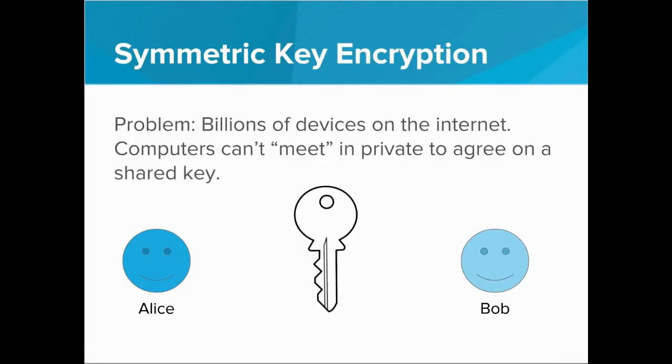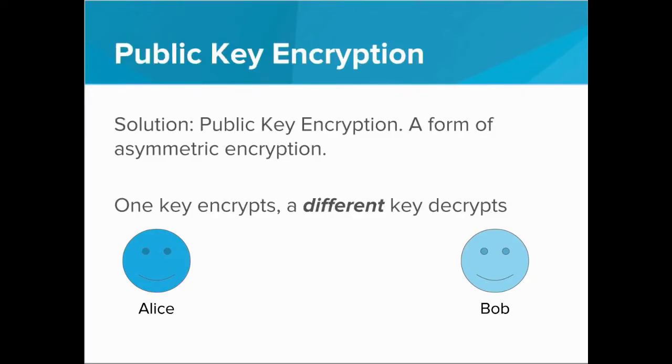There are billions of devices on the internet, and computers can't really meet in private to agree on a shared key. It's not reasonable to think that every computer will have billions of private keys that it's sharing with billions of other computers. So we need a different system. This is where asymmetric encryption comes in. So the solution is public key encryption, which is a form of asymmetric encryption. So with public key encryption, there is one key that encrypts the information, and there is a different key, and only this different key is able to decrypt the information.